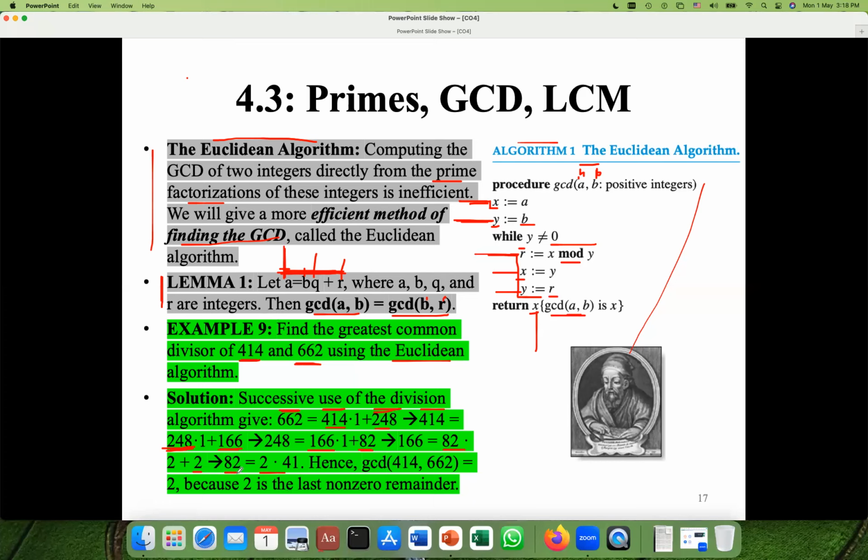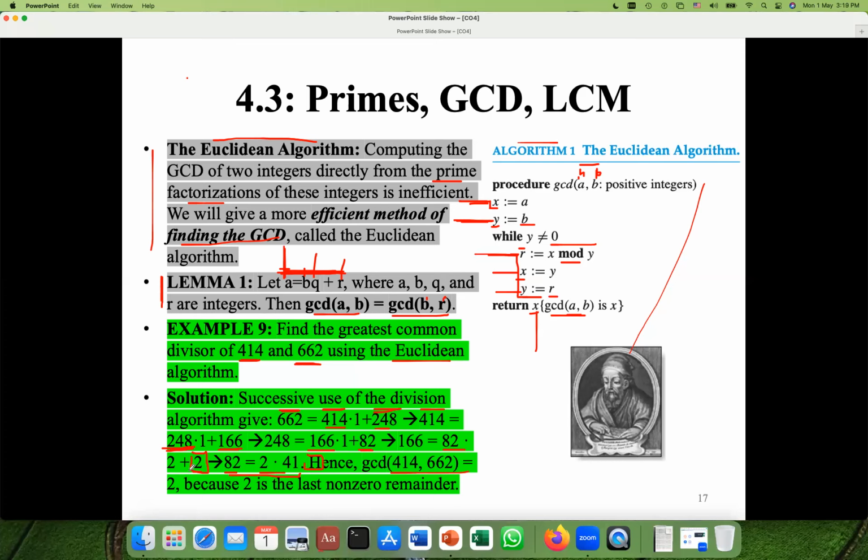And where is the solution? The solution is here at this statement where the remainder is 0. You have to go back to the previous step where the remainder is not 0. Here, the remainder is 2. So that previous step is basically giving you the GCD. So this 2 is now the GCD of 414 and 662. At this step, the remainder is 0.